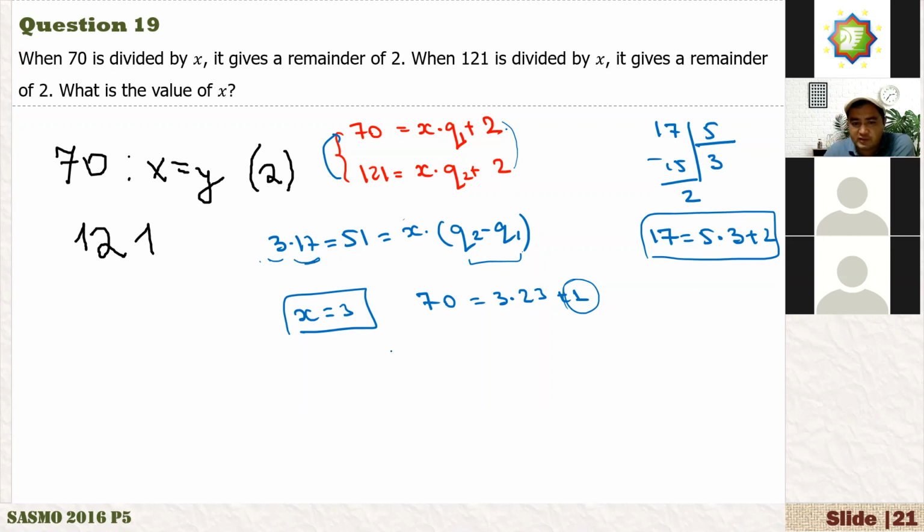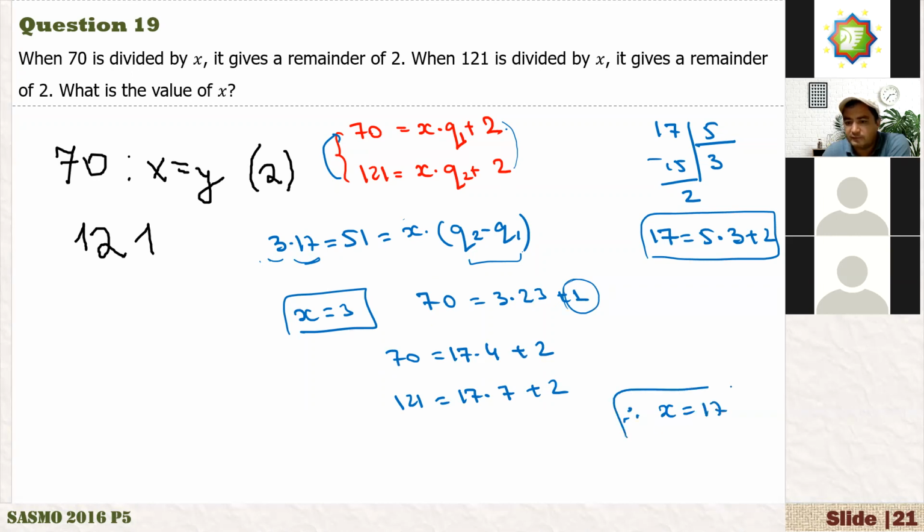So if it is 17, as you see here, 70, I can write it, not like this actually, I should write since we are dividing by 17, as 17 times 4 plus 2. And how about 121? That is 17 times 7 plus 2. So the value of x is equal to 17.